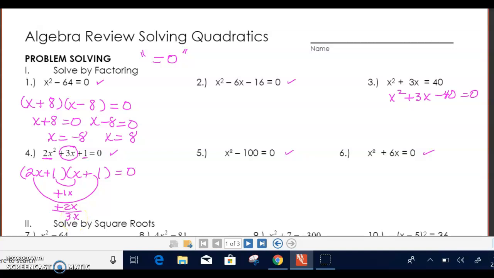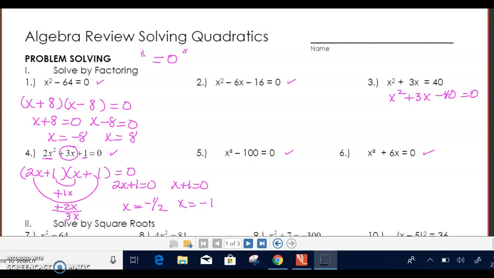Now I've kind of run out of room here, but the next step is to take the first factor, set it equal to 0, and take your second factor and set it equal to 0 and solve each of these. Here we'll get a negative 1/2, and here we'll get a negative 1.